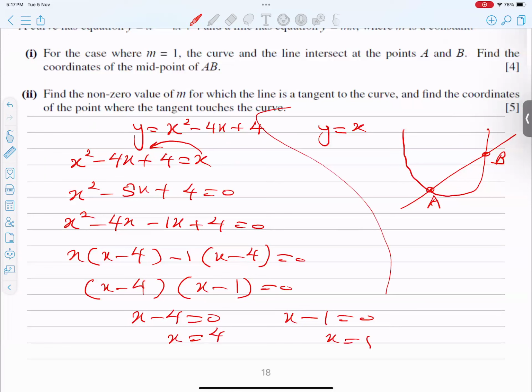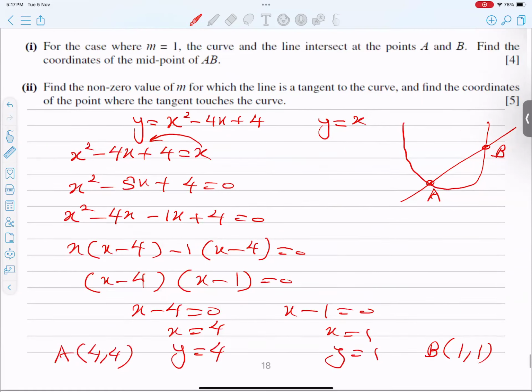But he is asking, give me the coordinates. So I will plug in this 4 in this equation or here. Is this easy to plug in? When I plug in 4, y is also 4. So Alhamdulillah Rabbil Alameen, 4, 4. When I plug in 1 here, I get y also 1. So I get 1, 1. So the coordinates are very clear.